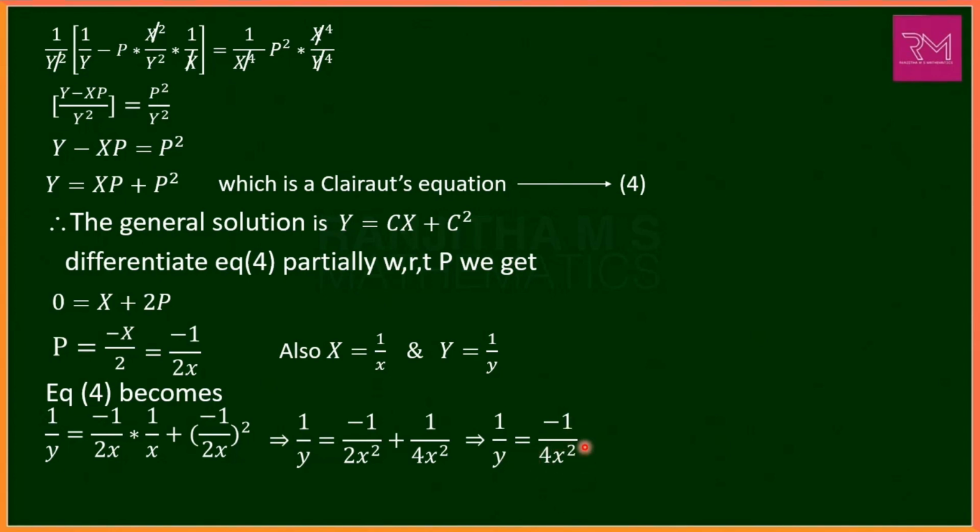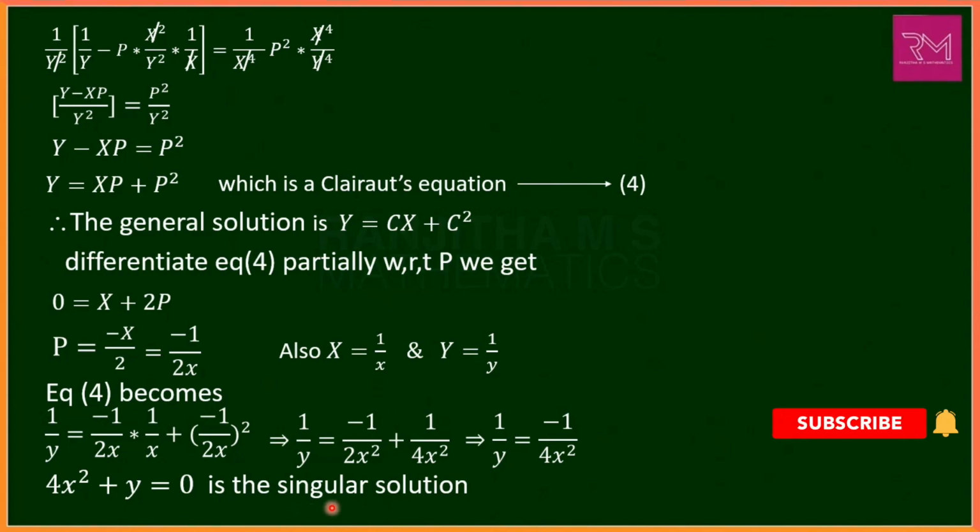Here 4X square, take this to the left hand side and Y to the right hand side. Finally, we get an equation as 4X square plus Y is equal to 0, which is a singular solution for the given nonlinear differential equation.